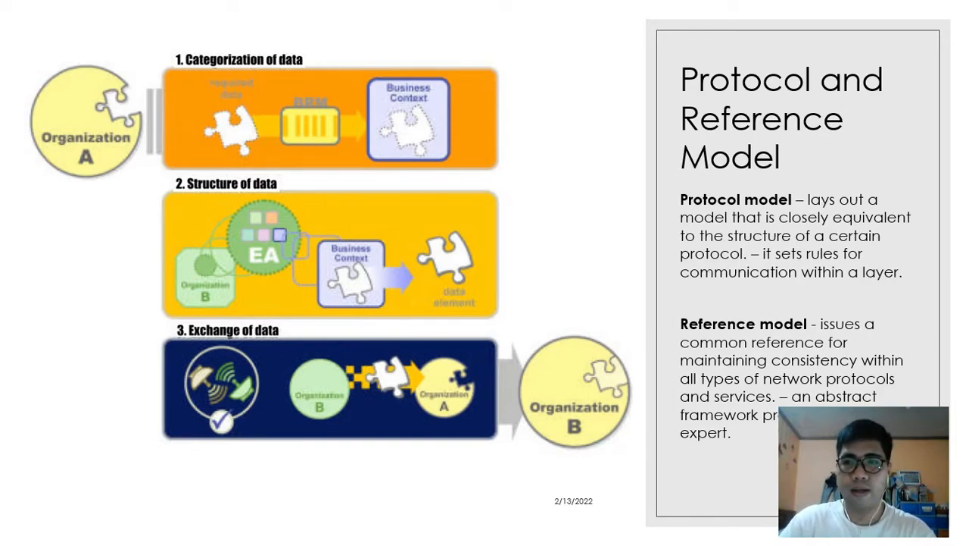What is a protocol model? It basically lays out a model that is closely equivalent to the structure of a certain protocol. So it sets rules for communication within a layer. In other words, it is a set of rules for communications within a layer. And to explain that with a representation of prefix, we have here the levels of the communication. First, the data transmission, which is the categorization of data. Next, we have the structure of data, and then the exchange of data.